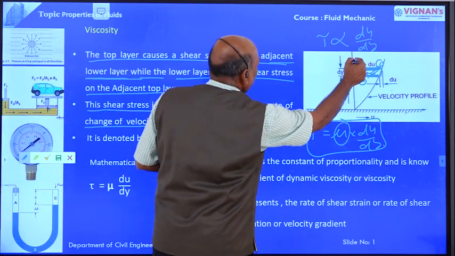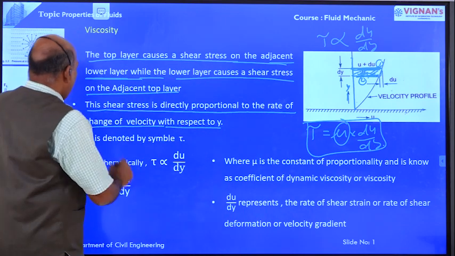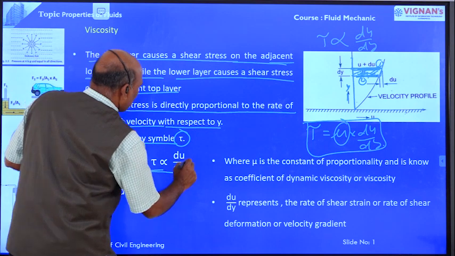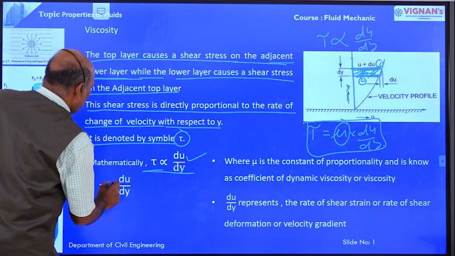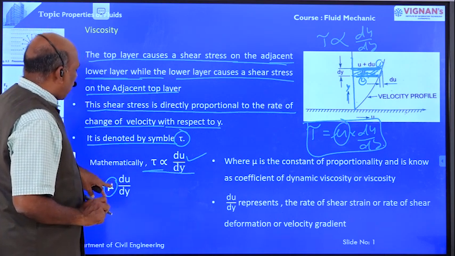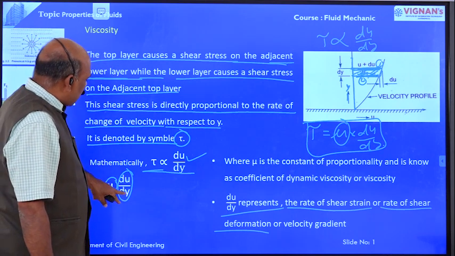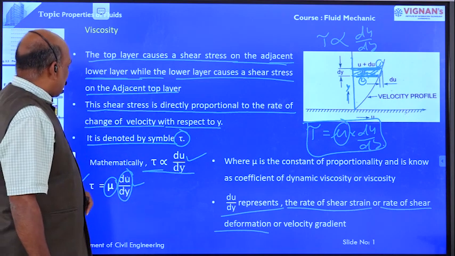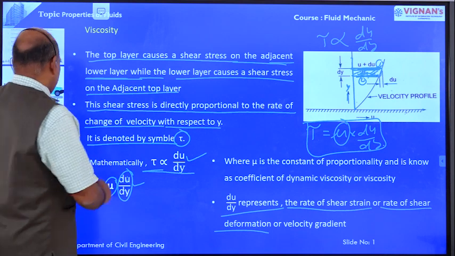This is the variation of velocity, and this is the y direction. The shear stress is denoted by tau. Therefore, shear stress tau is directly proportional to du by dy. Therefore, tau is equal to mu into du by dy, where mu is the constant of proportionality or viscosity or dynamic viscosity. This du by dy is also known as rate of shear strain, rate of shear deformation, and also known as velocity gradient. Mu is the viscosity of the fluid. Tau is the shear stress.